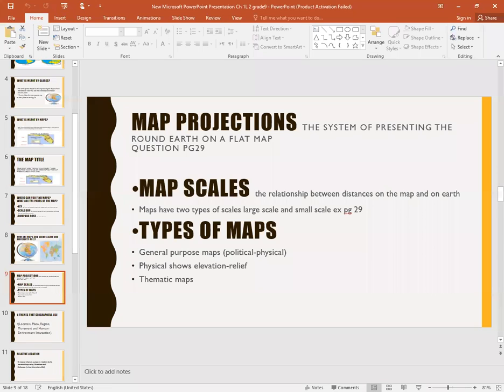Let's move back to the map scales. Do you know what is meant by map scales? Yes. Okay, go ahead.